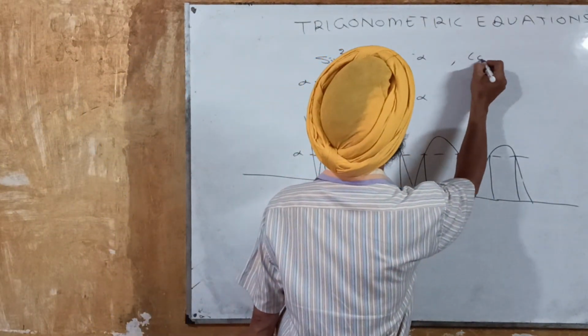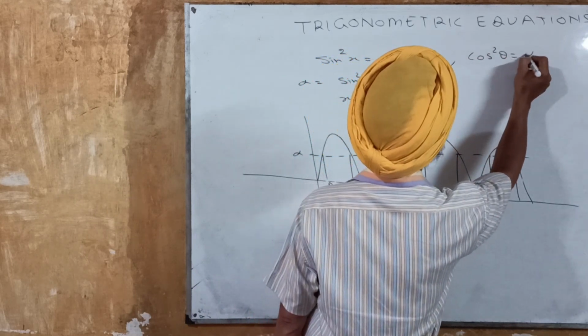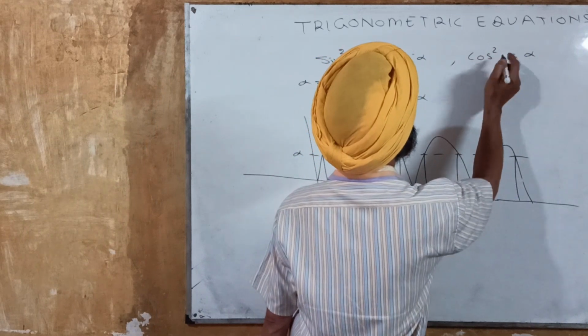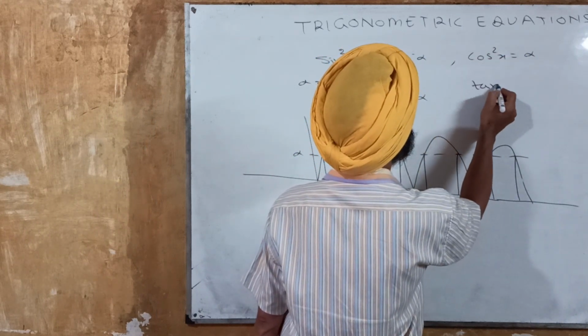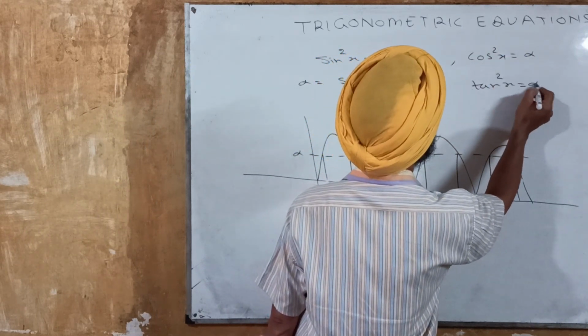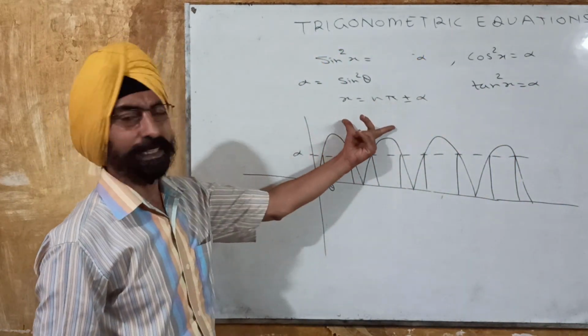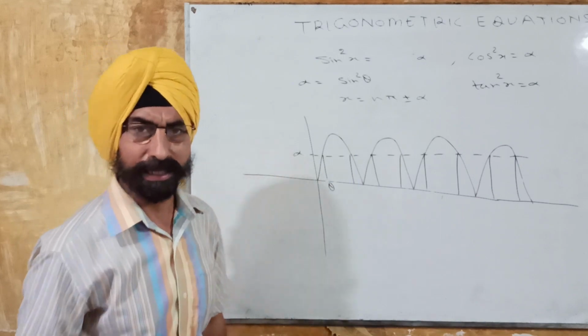Similar will be the solution if your cos square x is equal to cos square theta, and even if you get tan square x equal to tan square theta, the solution will be once again x is equal to n pi plus minus theta.